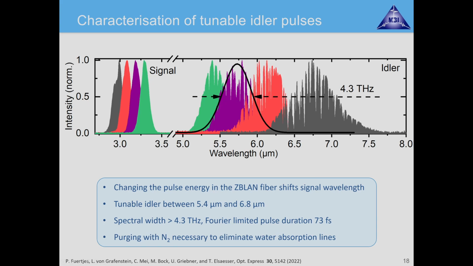Now you might wonder why we have these lines on top of our idler spectrum, and the answer is fairly easy. These are just absorption lines in air, so this is water absorption, which is a huge problem in this spectral region. So in order to do further experiments and to characterize, we really need to purge the whole system, which we did with nitrogen.